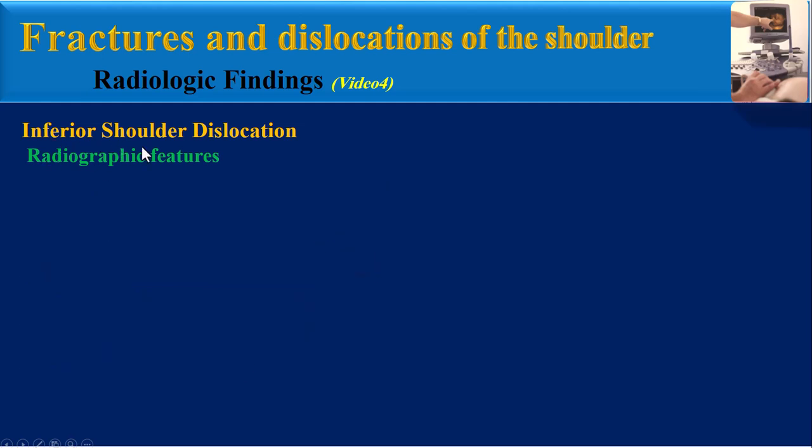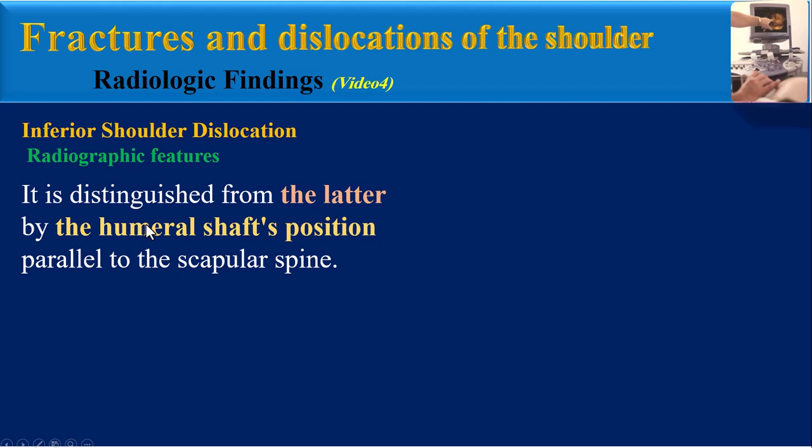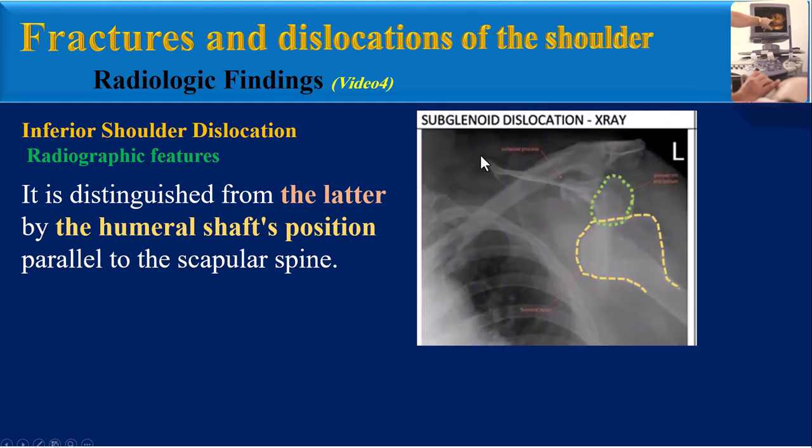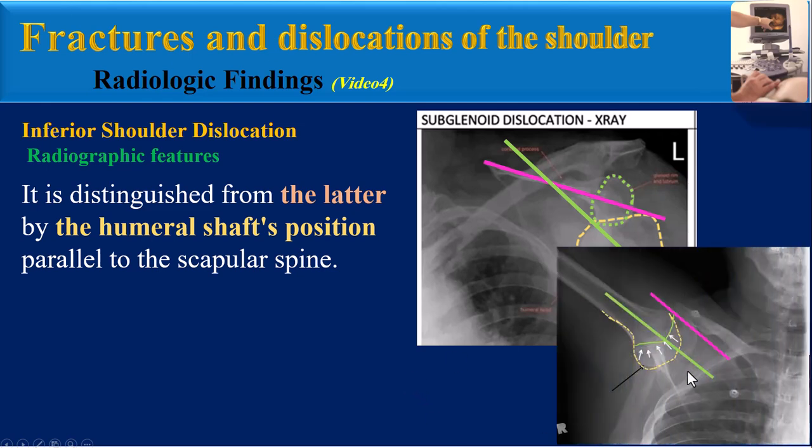But inferior shoulder dislocation is distinguished from the latter by the humeral shaft position. In this subcategory of anterior dislocation, the humeral shaft is not parallel to the scapular spine, as you can see in this image. But as I explained before, the humeral shaft is parallel to the scapular spine in inferior shoulder dislocation.